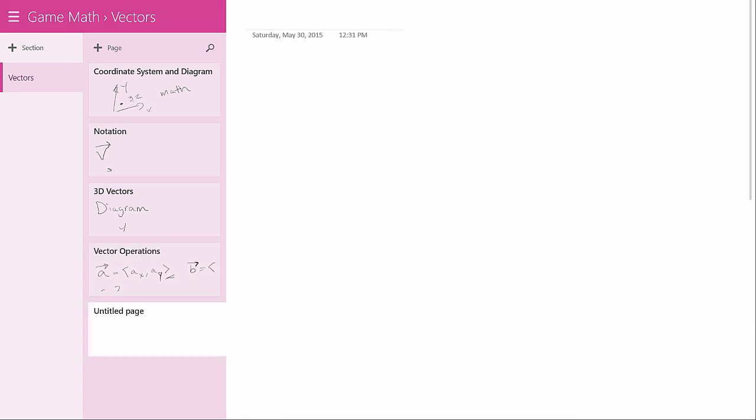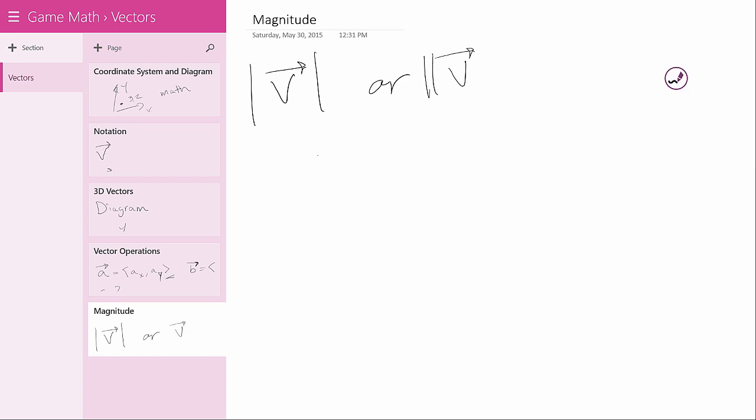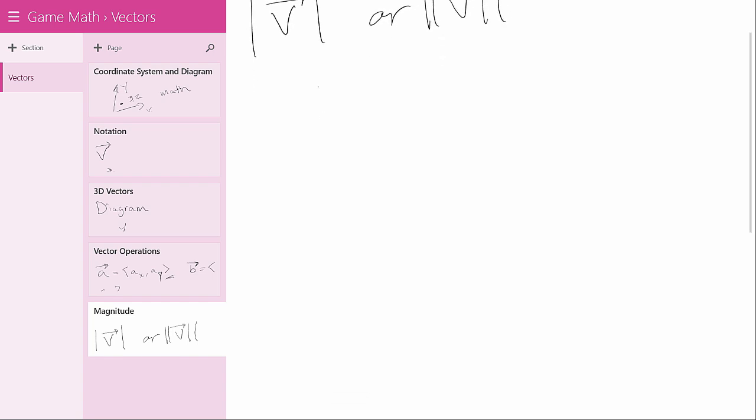Let's go ahead and create a new page for that. A vector's magnitude can be represented by having the v for vector and having a single line on both sides, or having v and having double lines on both sides. You might see them one way or the other. Now, what does this mean? We have some vector a here, and that is equal to ax comma ay.